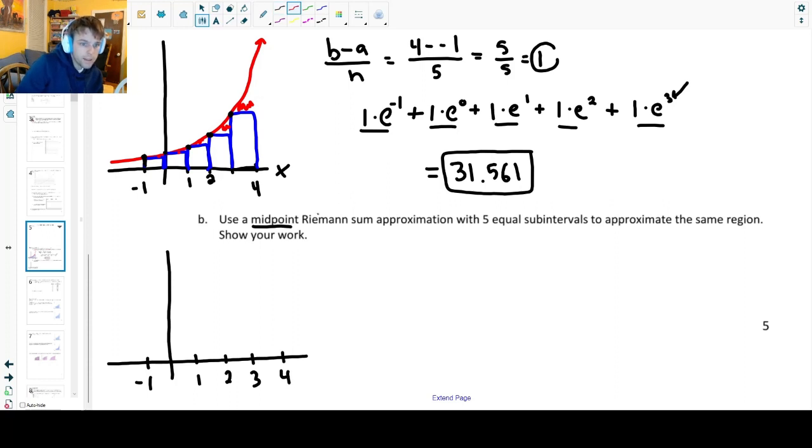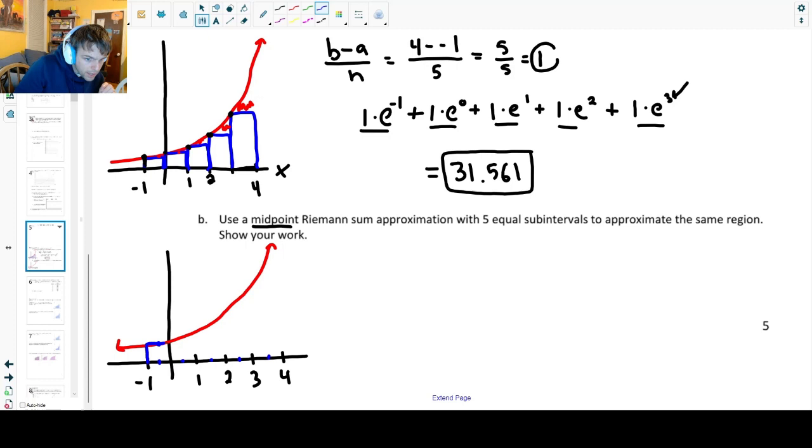Okay, exponential function. Let me redo that. Okay, that'll be fine. Because we're doing midpoints, the height of our rectangle is going to be aligned with the midpoint of each of these subintervals, right? And we're still doing 5 of them, but this midpoint is where we're going to be drawing our rectangle to.